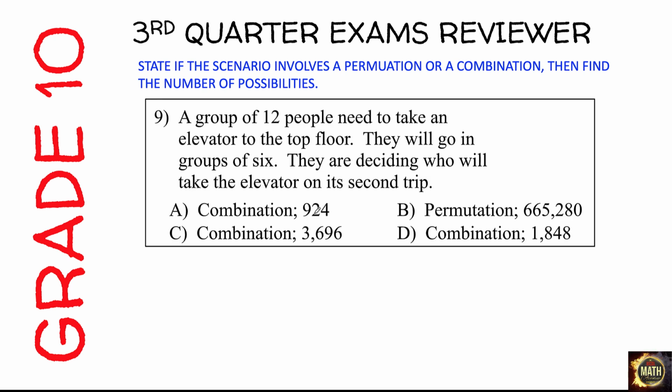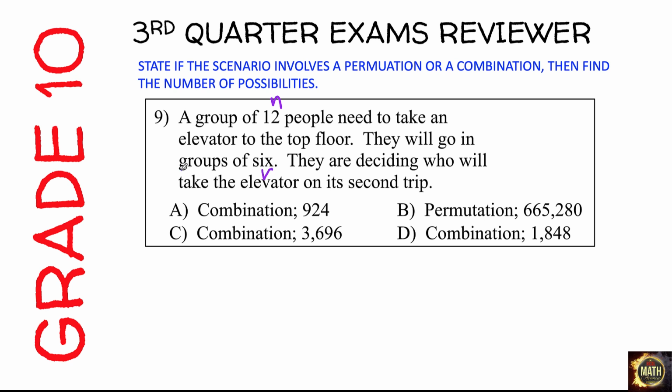Number 9. A group of 12 people need to take an elevator to the top floor. They will go in groups of 6. They are deciding who will take the elevator on its second trip. So let's analyze. Our N is 12 and our R is 6. But is this combination or permutation?